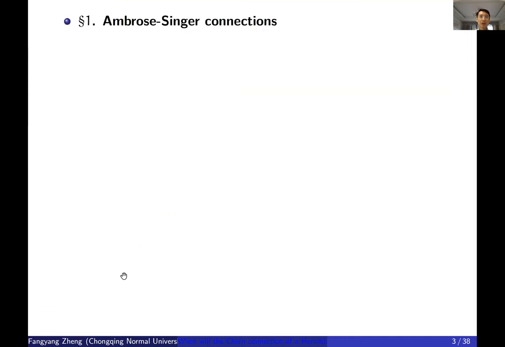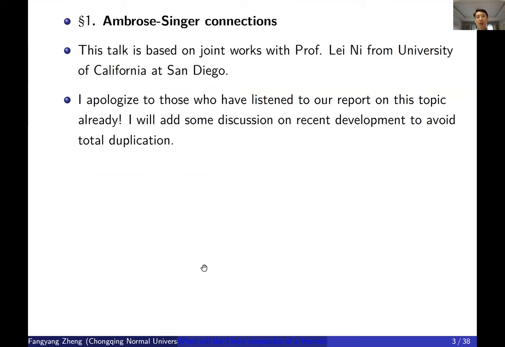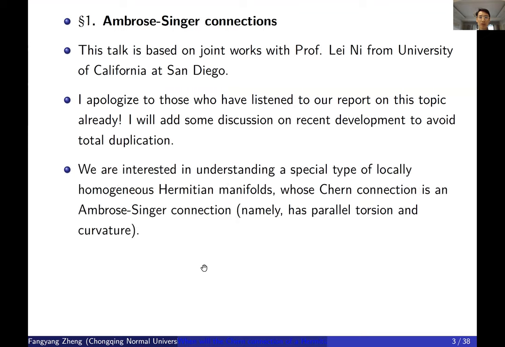Okay, so first of all, I'd like to mention that this is based on joint work with Lei Ni from UC San Diego. I apologize for those of you who have already listened to the report, either by me or by Lei. Sorry about the duplication, but in the end, I tried to add some new material so that it won't be a total duplication.